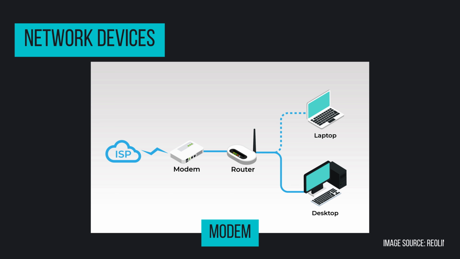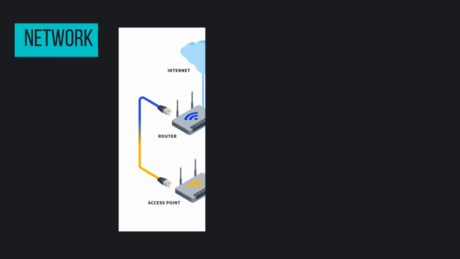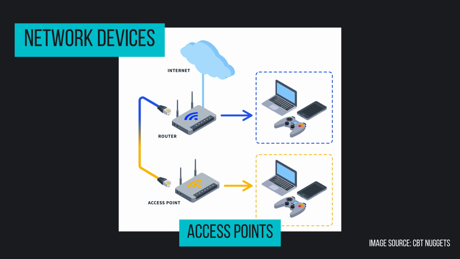Modems, short for modulator demodulator, are the devices that convert digital signals from your computer into analog signals for transmission over cable or telephone lines, and vice versa. They are your gateway to the internet through your ISP. Finally, access points extend the wired network into the wireless realm. They create Wi-Fi networks that allow wireless devices to connect to your wired network infrastructure.